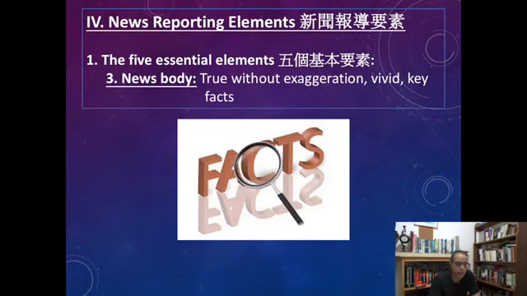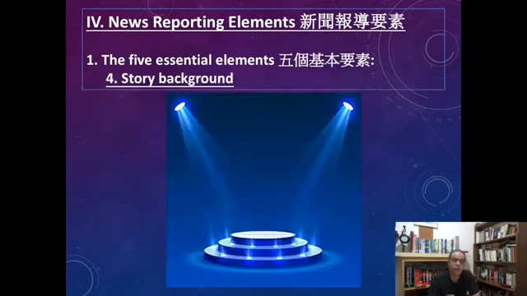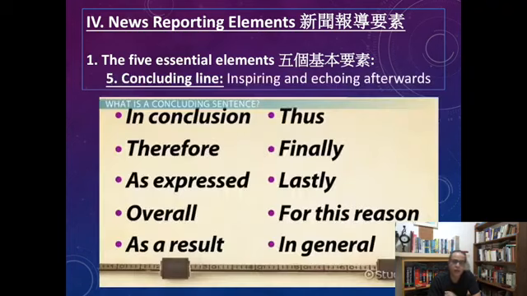In the news report, you only stick to facts, use objective language, and you can give more information about the subject you are writing about: story background. Then in the conclusion, you can have a concluding line. This is optional, but if you write a concluding line, it has to be inspiring and echoing afterwards.